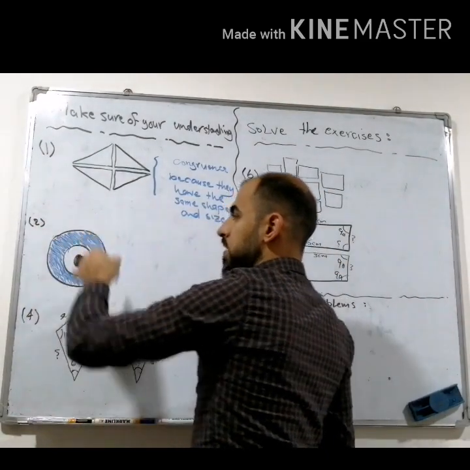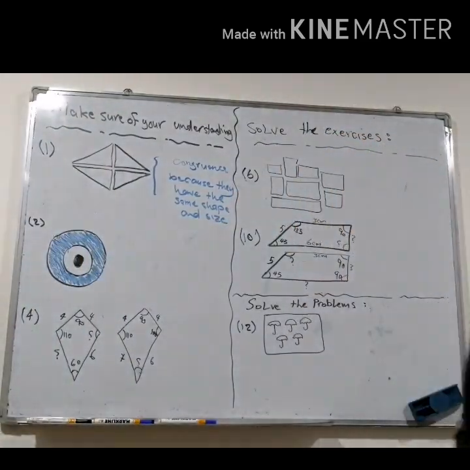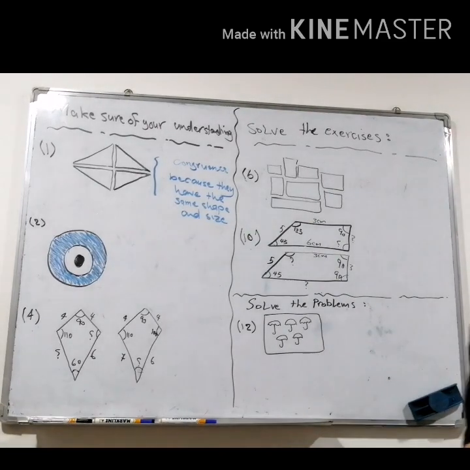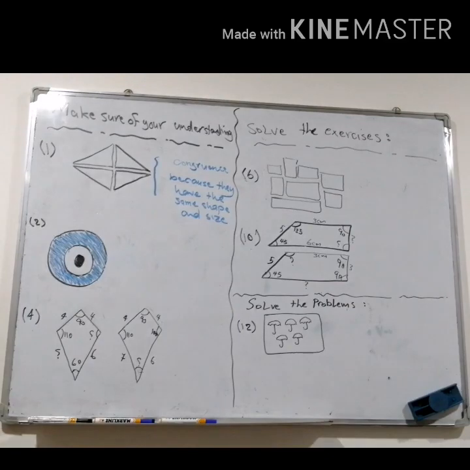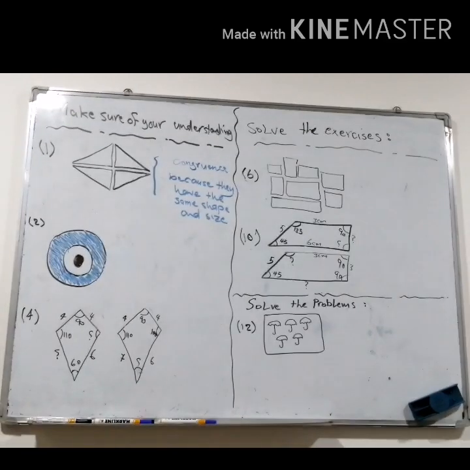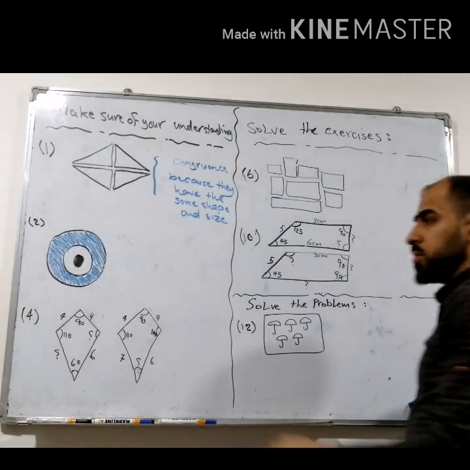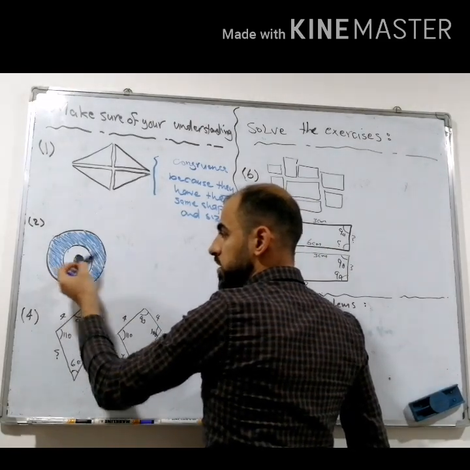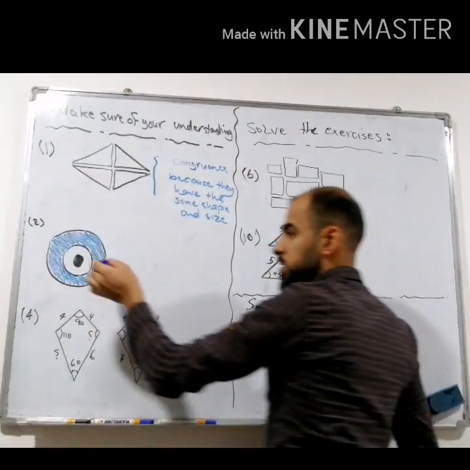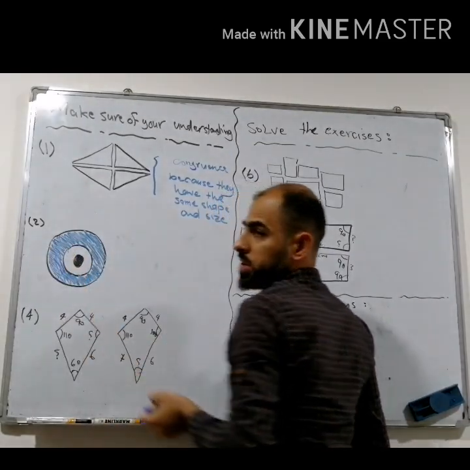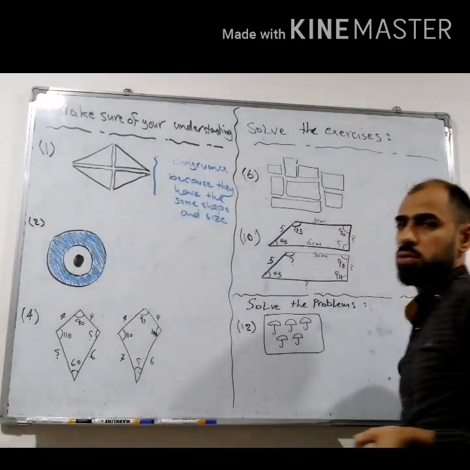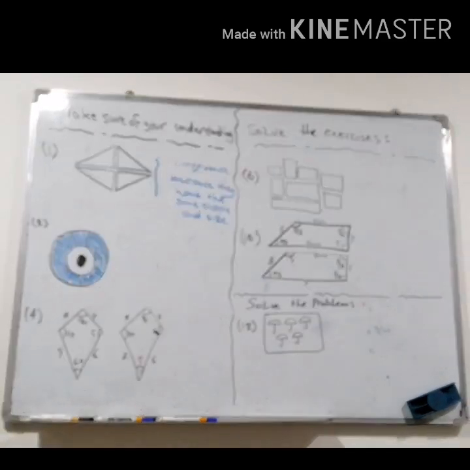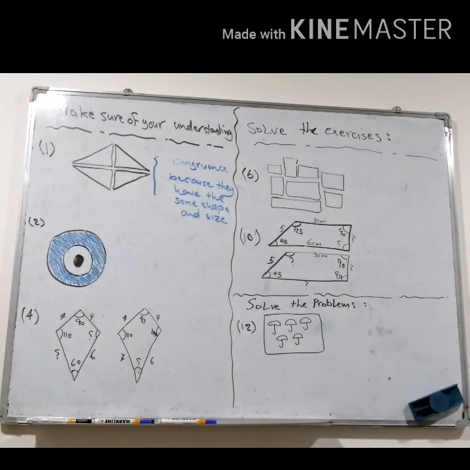Question number 2, we have many circles. Are these circles congruent or not? And why? These circles are not congruent. Why? Because the smaller one, which is the black circle, is smaller than the white circle, and those are smaller than the blue circle. So they are not congruent because they have different sizes.